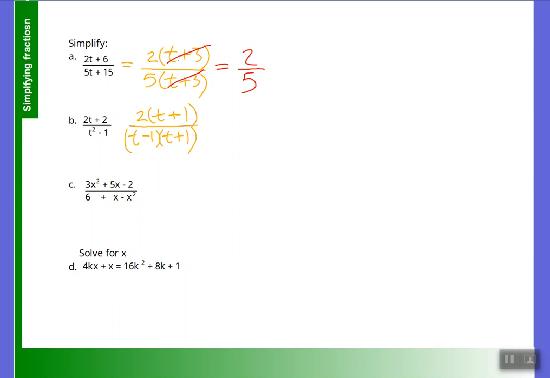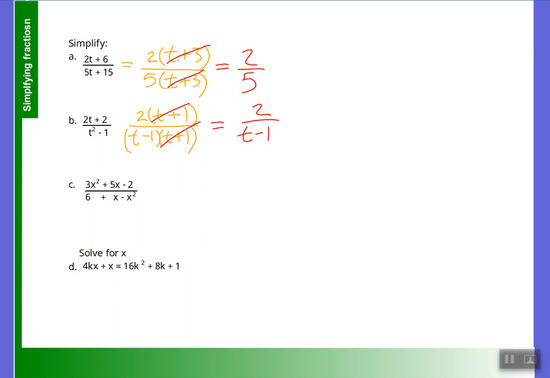Do we have a common term that we can divide out? Yeah. Okay. What is that common term? T plus 1. So what is t plus 1 divided by t plus 1? 1. Thank you for saying 1. All right. And so we are left with 2 over t minus 1. And that's it. And it's okay to have a t minus 1 in the answer. That is fine. We are only trying to simplify the expression.